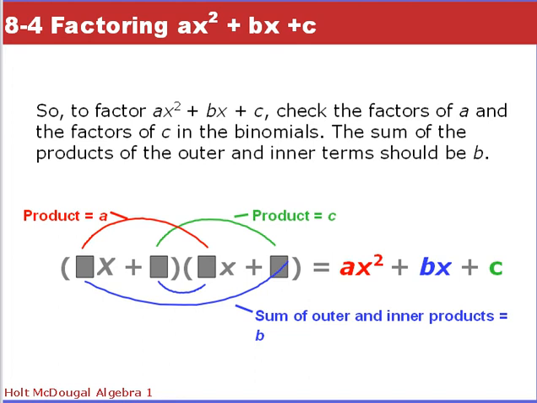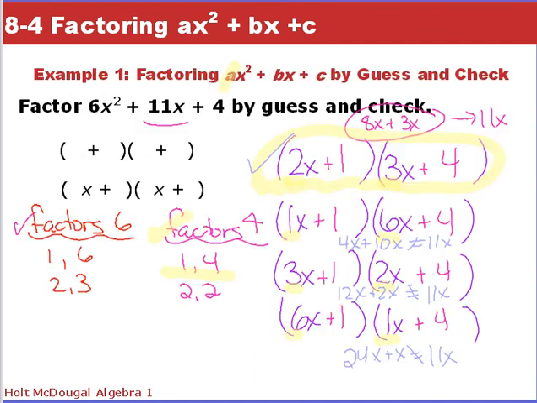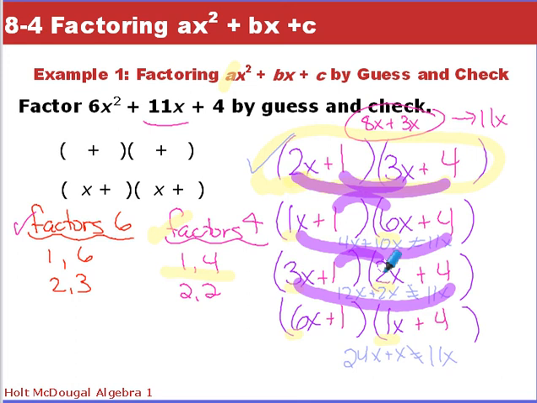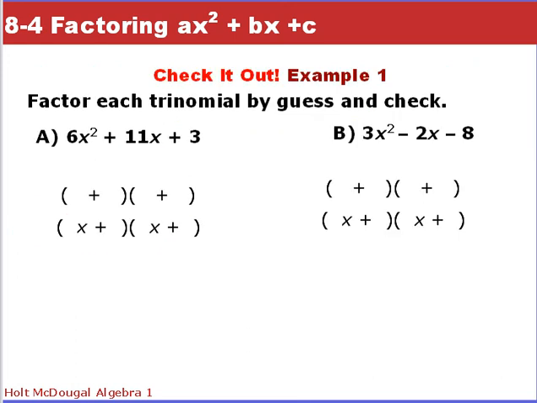So to factor ax squared plus bx plus c, check the factors of a, the coefficient of the x squared term, and the factors of c, the constant, in the binomials. The sum of the products of the outer and inner terms should give you your middle term, your coefficient for b. And that's all we checked in this last one. I was just checking 2x times 4 and 1 times 3x. So check the outer terms and the inner terms to see if it's going to give you your correct b term. And that's what this slide is telling us to do.